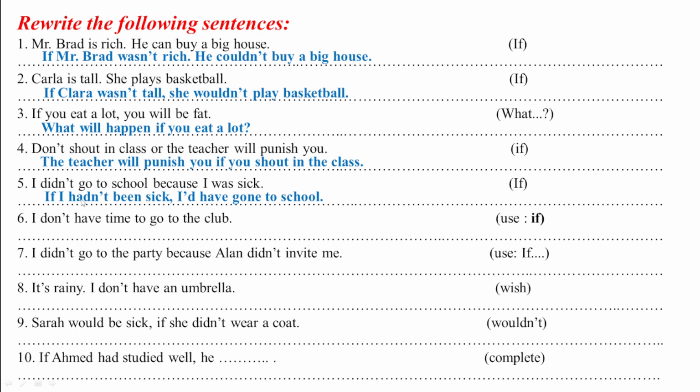I don't have time to go to the club. This is a present situation. So let's use the second conditional in the same way. So the answer is going to be, I'd go to the club if I had time. The second conditional: if plus past simple, this is the if clause, and the main clause is would plus an infinitive form of the main verb.